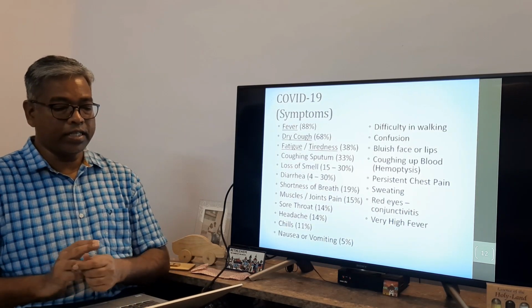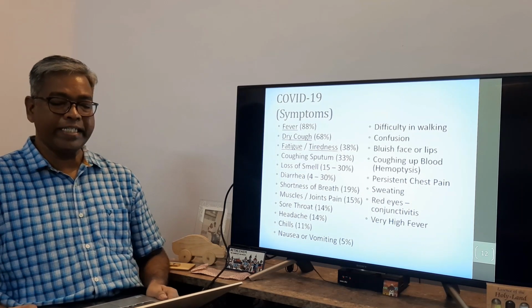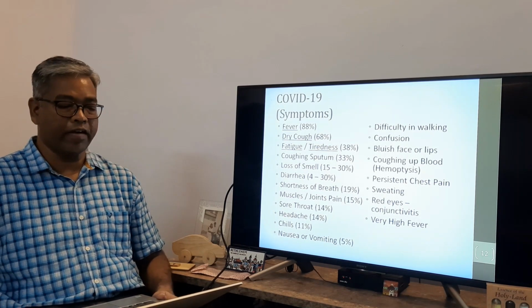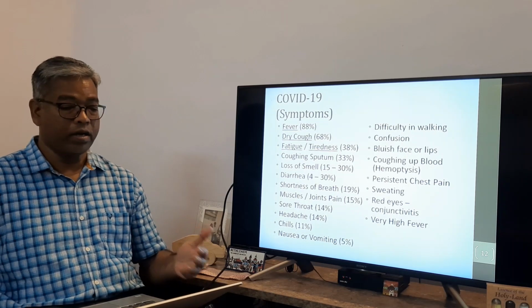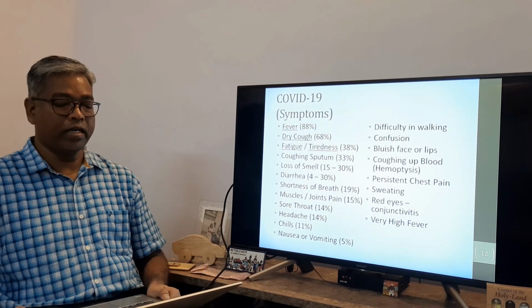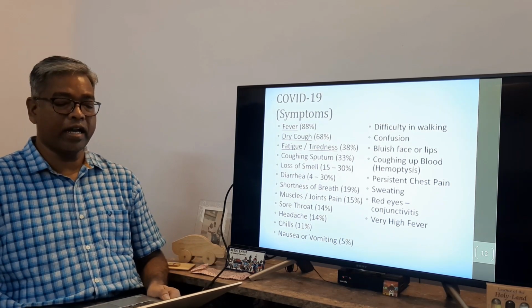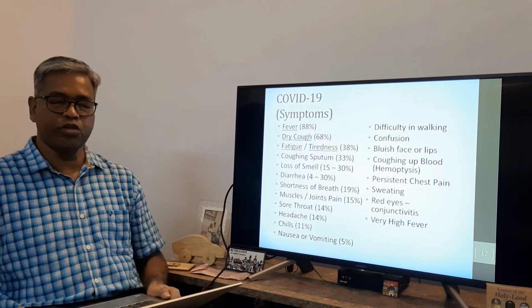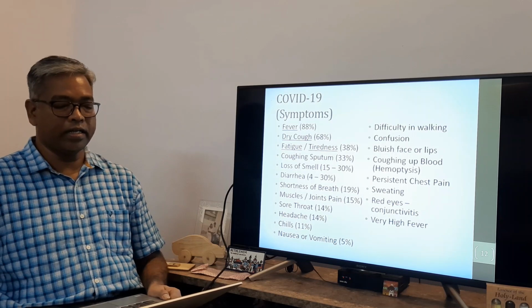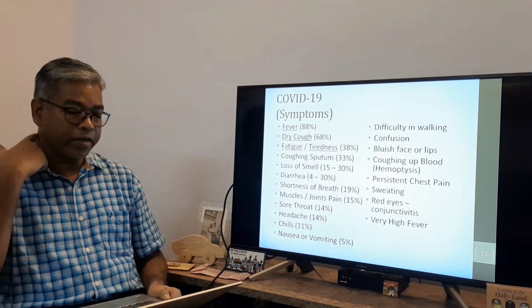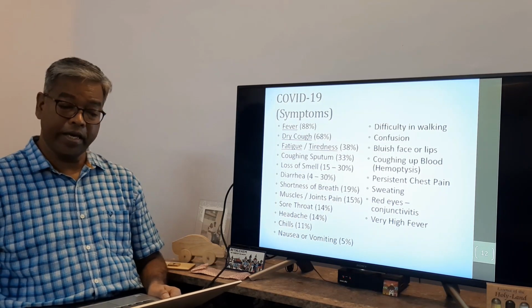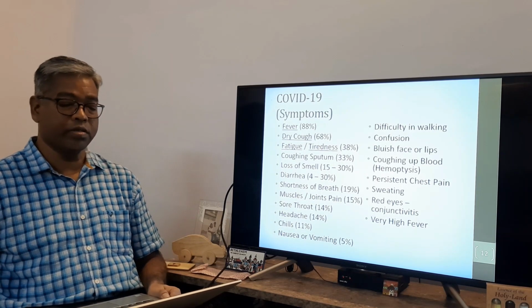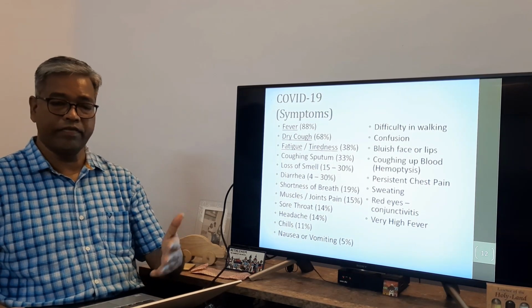So these are the symptoms. 88% of the affected people, those who are symptomatic, will have fever. And there's a dry cough, there is unexplained fatigue and tiredness, weakness, you can say. It's too much. And that is 38%. And then there may be coughing with sputum, 33%. You can see the figures there.